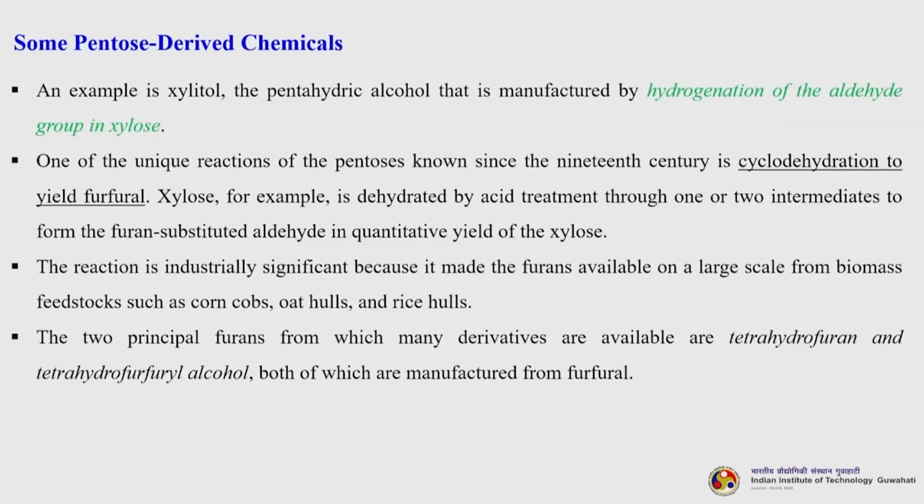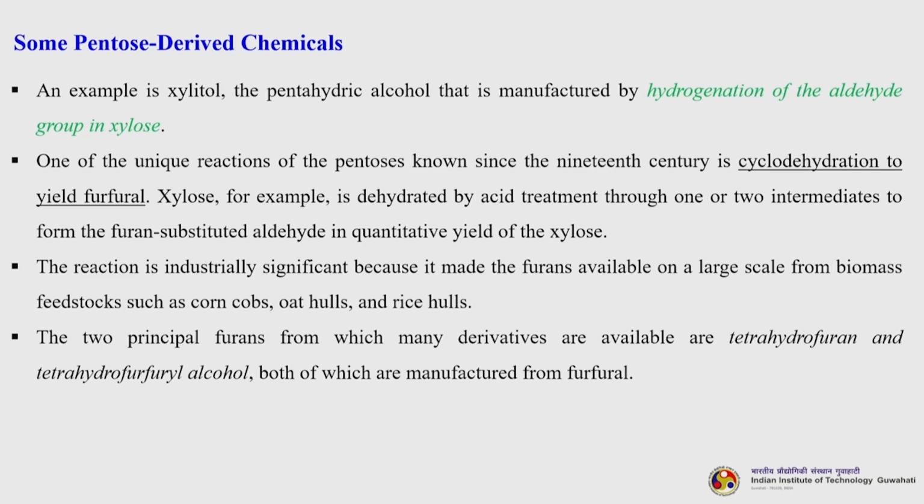Now, we will discuss some of the pentose derived commodity chemicals. An example is of course xylitol, the pentahydric alcohol that is manufactured by the hydrogenation of the aldehyde group in the xylose. Now, one of the unique reactions of the pentoses, known since the 19th century, is cyclodehydration to yield furfural. Xylose for example is dehydrated by acid treatment through one or two intermediates to form the furan substituted aldehyde in quantitative yield of the xylose. The reaction is industrially significant because it made the furans available on large scale from biomass feedstocks such as corn cobs, oat hulls and rice hulls. Now, many other feedstocks have also been used and reported.